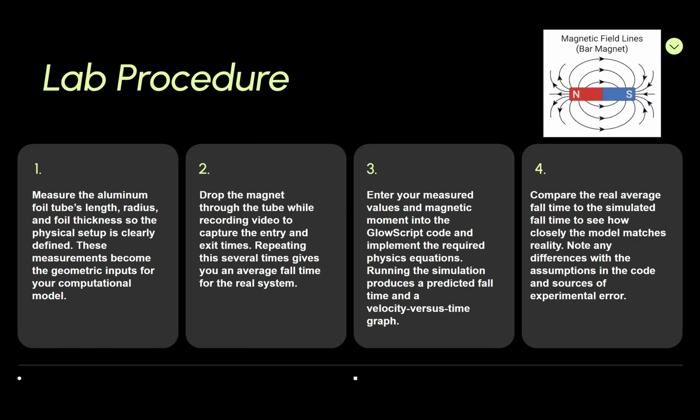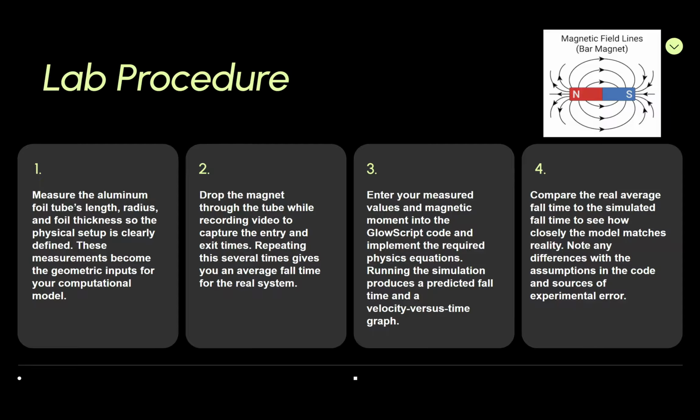For the lab procedure, first we need to measure all the dimensions of the aluminum foil tube as well as the magnet and make sure to put that into our model. Second, we'll conduct the experiment. We'll drop the magnet through the center of the tube and record a video with motion capture and measure the start and stop times right when the magnet enters and exits the tube.